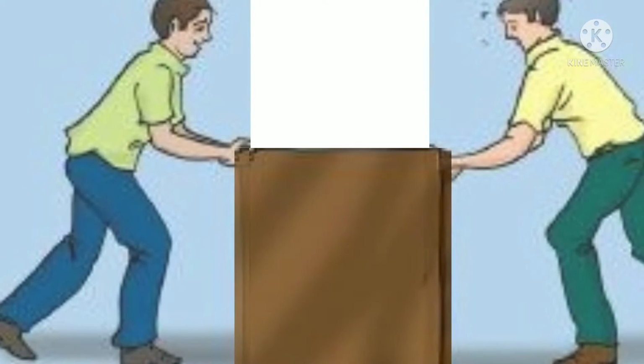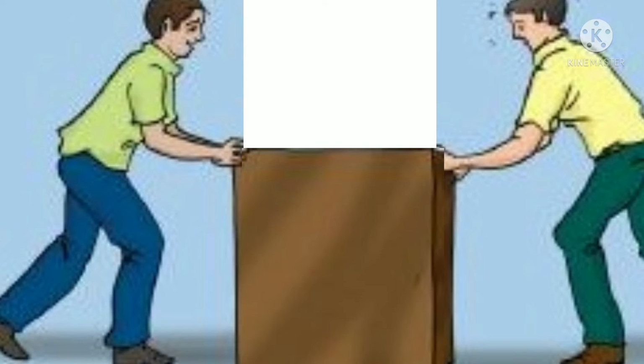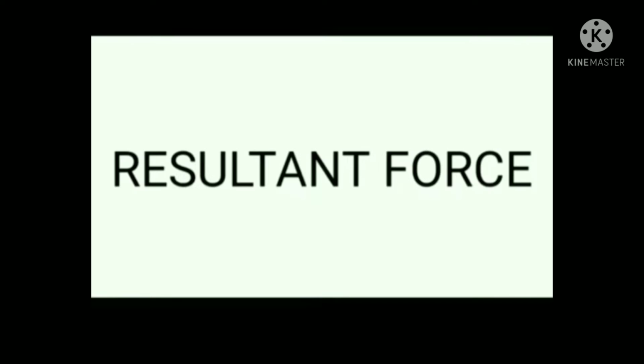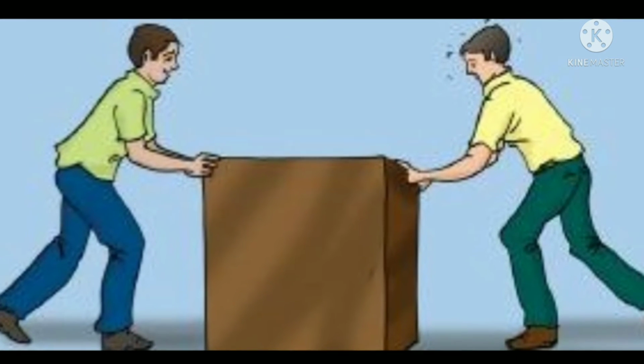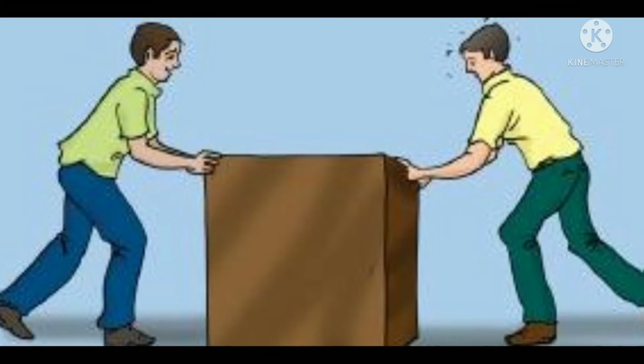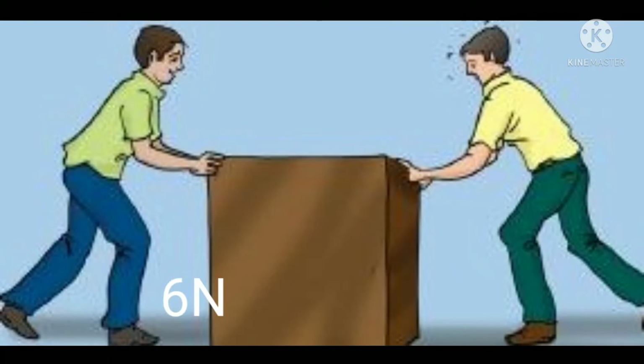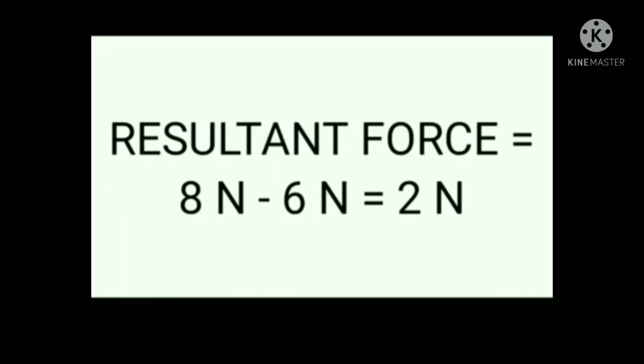When two forces are applied over an object in opposite directions, the resultant force is the difference of the magnitudes of the two forces. For example, when two persons push the box in the opposite direction, if one person applies a force of 6 Newton in one direction and another applies a force of 8 Newton in the opposite direction, then the resultant force is equal to 8 Newton minus 6 Newton, which is equal to 2 Newton in the direction of higher magnitude.